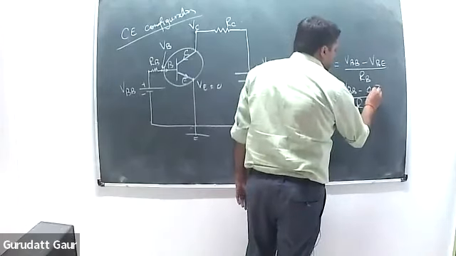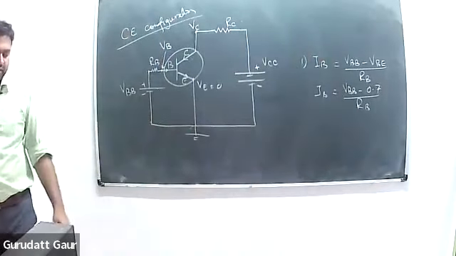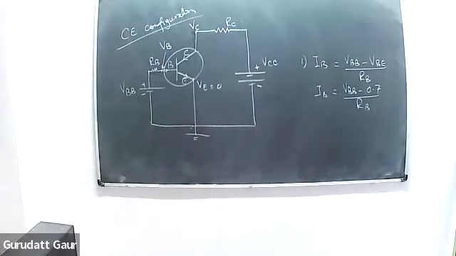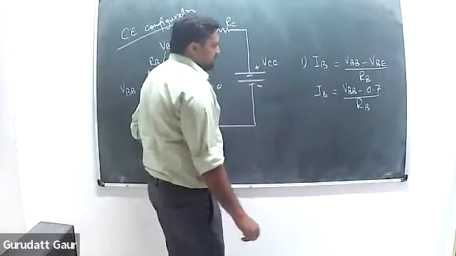Because in case of an ideal diode, there should be no potential barrier. The thickness of the depletion layer should be 0. This is the first case, IB, VBB, and this.